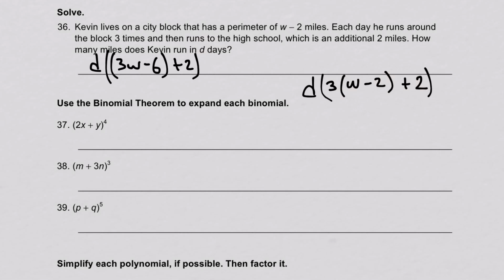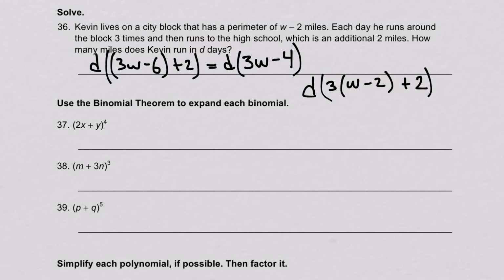Right, notice that there's parentheses around the 3W minus 6, and then there's another parentheses around the 3W minus 6 plus 2. Next, I am going to combine the 3W minus 6 plus 2 because negative 6 and positive 2 make negative 4. So I get this. Right, I basically just took out 3W minus 6 out of the parentheses and added 2 to it.